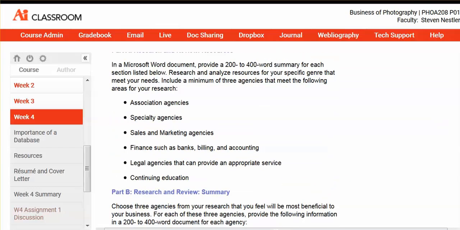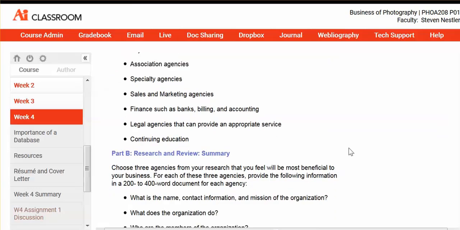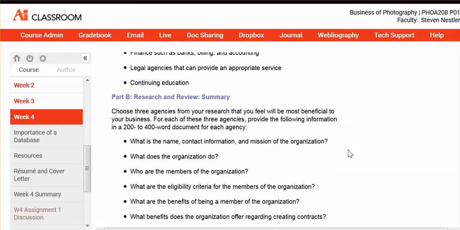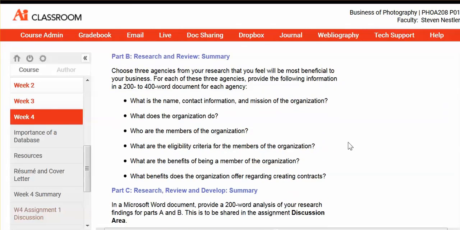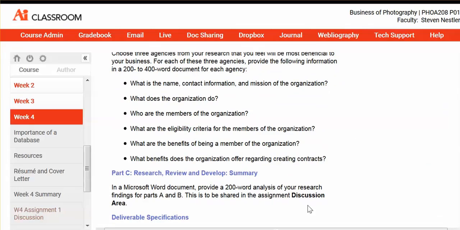So what you want to do this week is do your reading first, then get right into part A. Do write a summary for each of these categories, and we'll talk about the categories briefly. Then after you've done part B, where you delve into it more, get part C done as early as you can. Get your analysis into the discussion area.